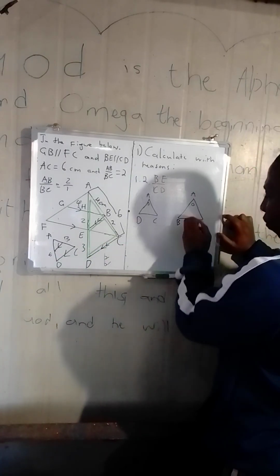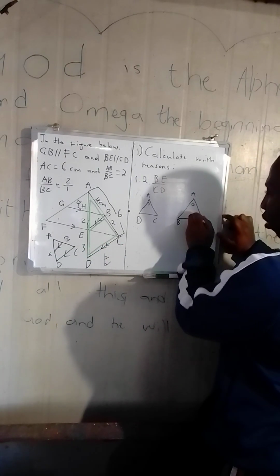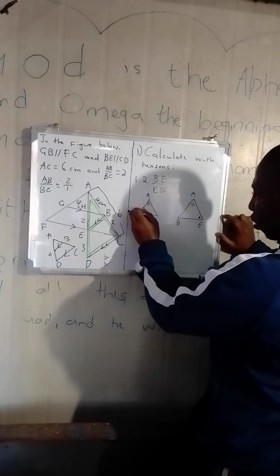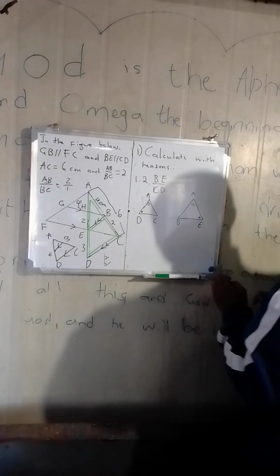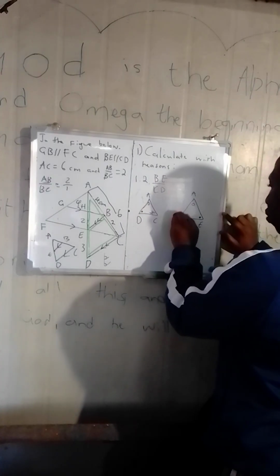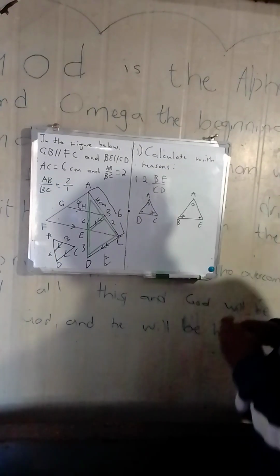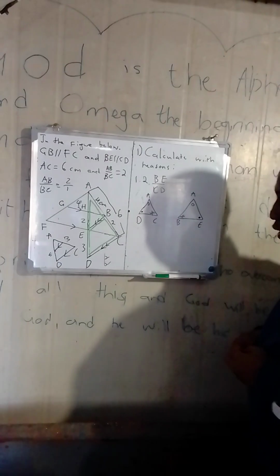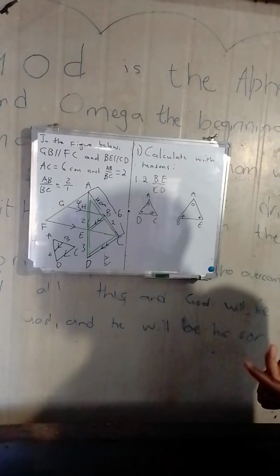So E is equal to D. Then lastly, this one equals this one. So this one equals this one. So I've proven they're similar.